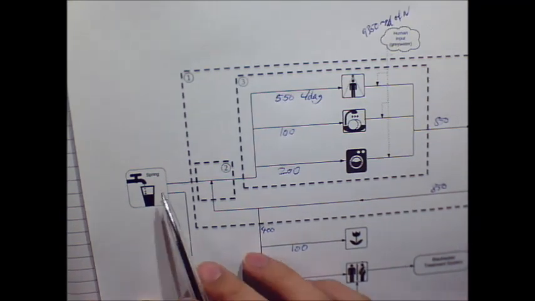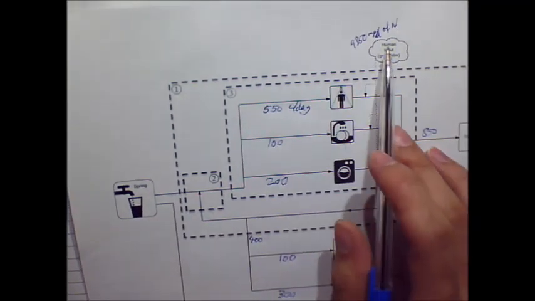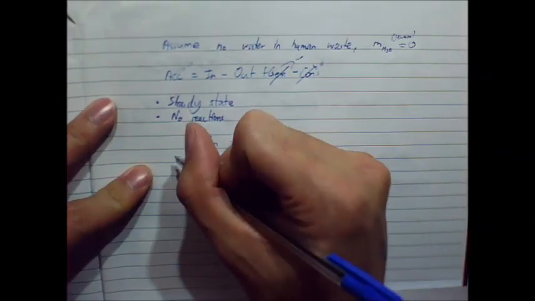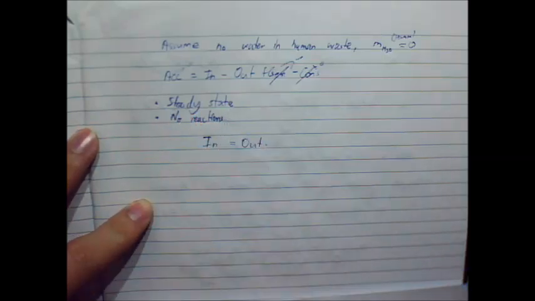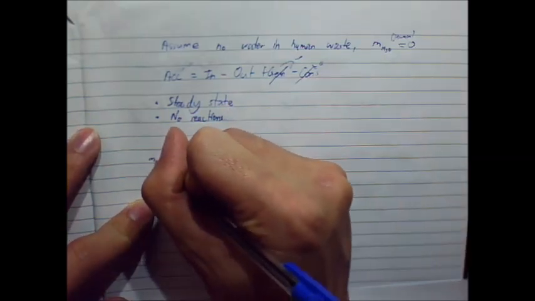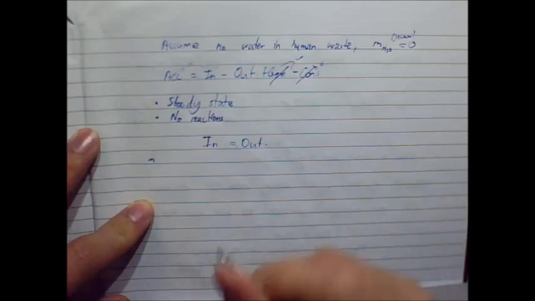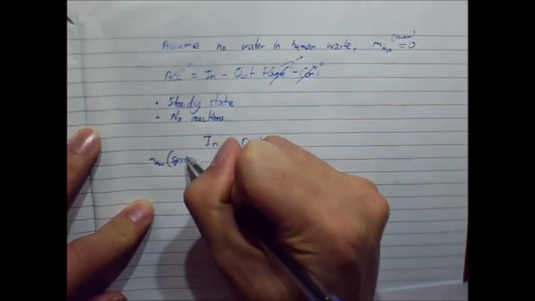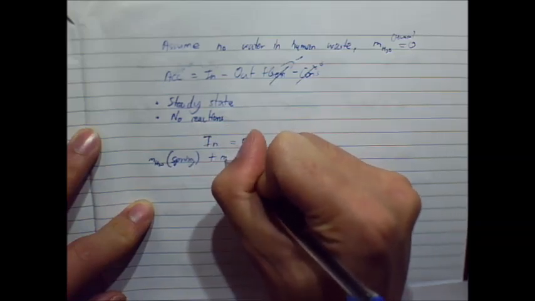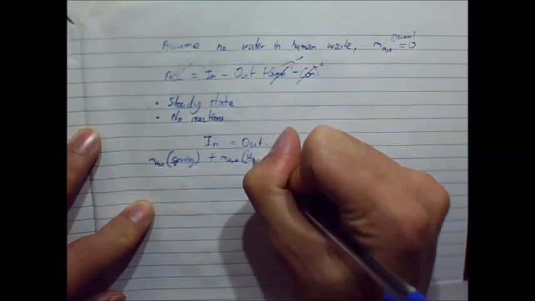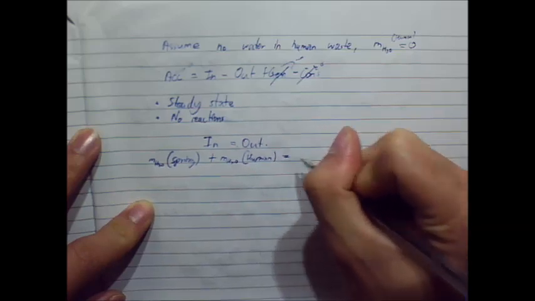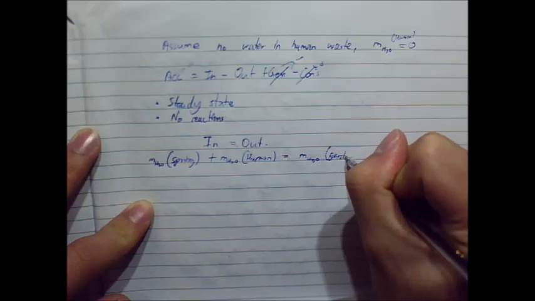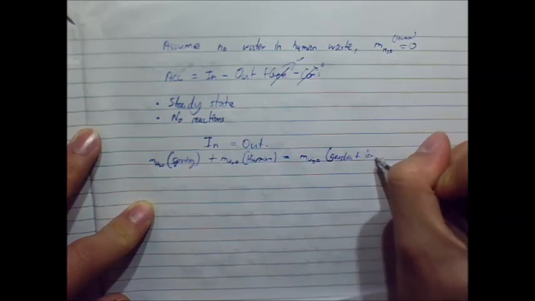Our input streams are going to be spring water coming in. We've also got human waste coming in, and then our output's this stream here coming out here. So we've got in, and we're just looking at water this time. So I'm going to go the mass flow rate of, what are we looking for? Mass flow rate of water, so H2O, in the spring, plus the mass flow rate of water in the human waste stream is equal to the mass flow rate of water in the garden irrigation stream, which is the bottom stream.